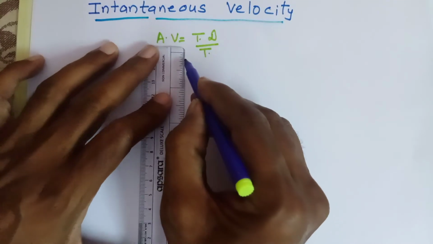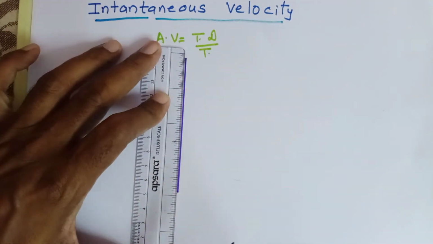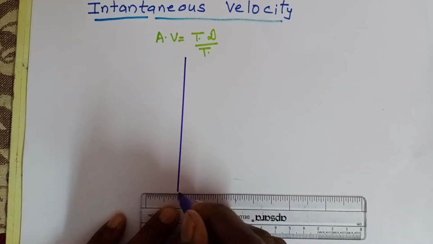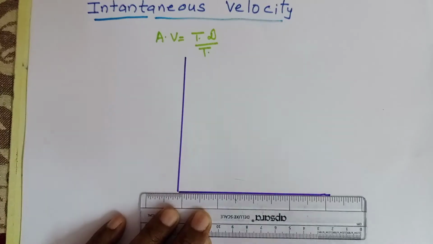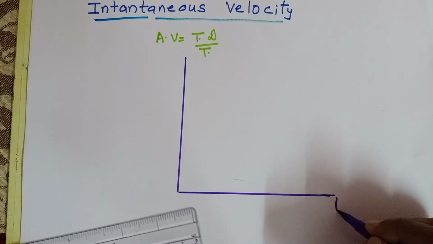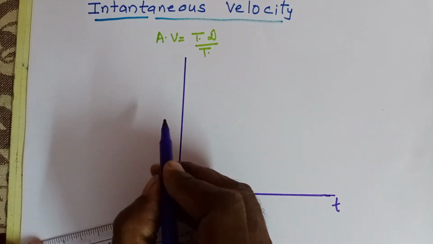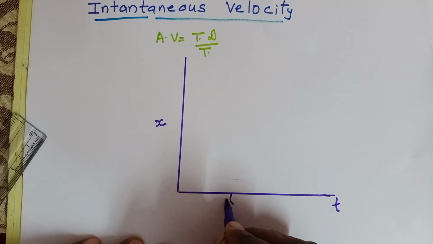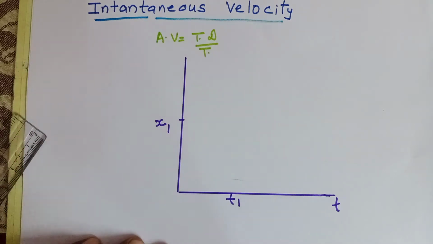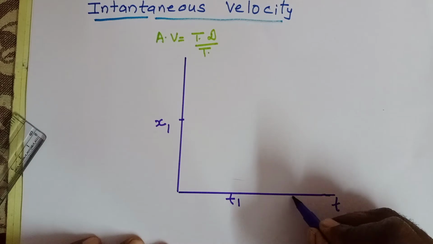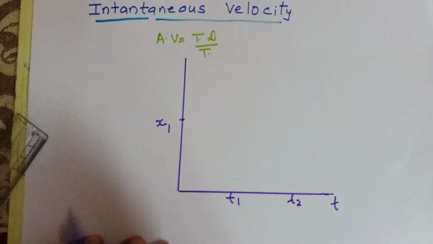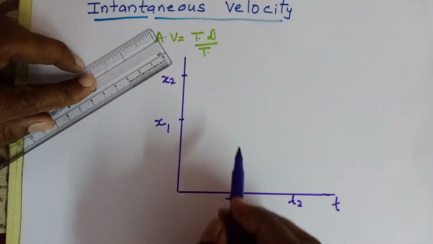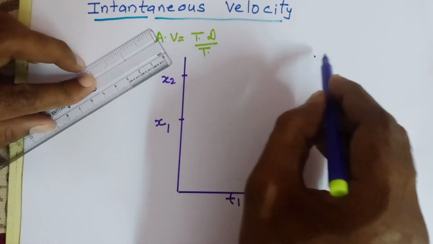For example, here we have 2 points. P and Q are the 2 points. Suppose this is the xy axis, but here we have time t, and here we have position x. So at time t1, the position is x1, and at time t2, the position is suppose x2. And the particle is moving like this.